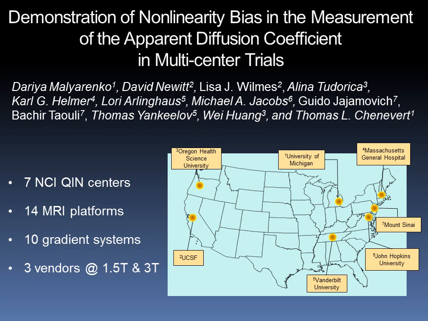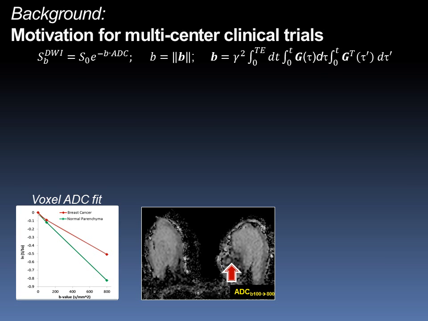This study was designed by the Data Acquisition Working Group of the NCI Quantitative Imaging Network to characterize and correct for major sources of systematic errors in parametric maps of apparent diffusion coefficient, ADC. Such errors deteriorate intersystem reproducibility of quantitative imaging metrics in multi-center clinical oncology trials. This project was carried out by research teams from 7 cancer imaging centers that utilize 14 clinical MRI platforms representing 10 distinct system models by 3 vendors at 2 magnetic fields.